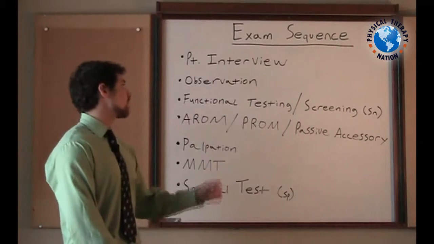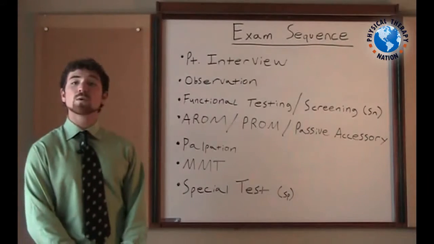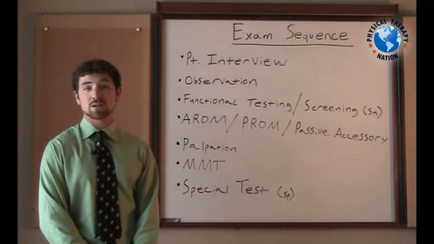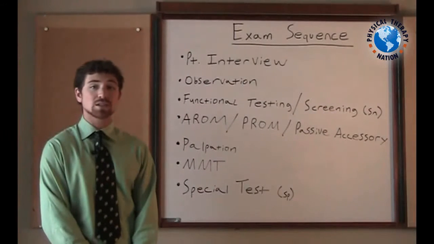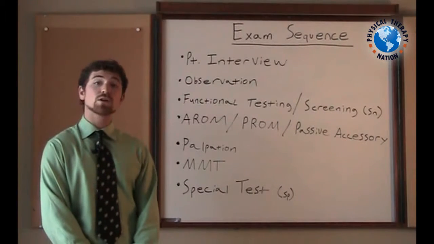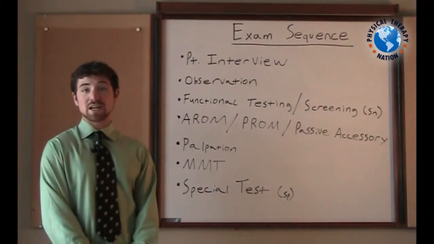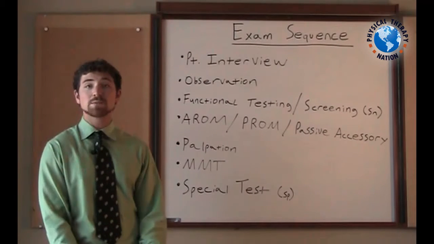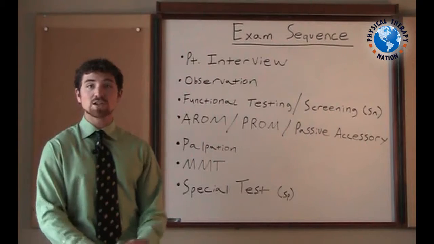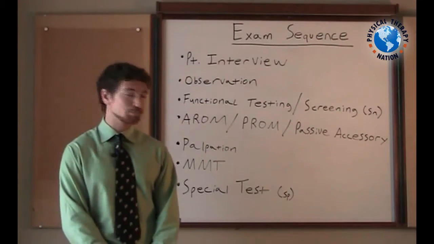We then want to move on to observation. This is where we want to observe our patient from head to toe. Is there forward head, rounded shoulders, and excessive kyphosis? A hypolordotic lumbar spine? Is the pelvis anteriorly tilted or posteriorly tilted? Are the hips in retroversion or anteversion? So a complete observation is warranted here.